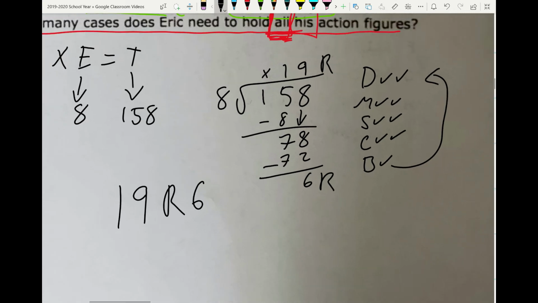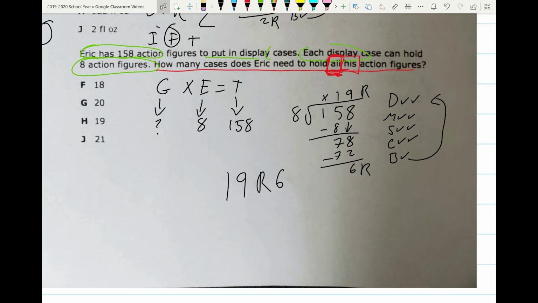What is it asking us to do? How many cases does Eric need to hold all his action figures? All of them, not some of them, all of them. So if I'm going to have 6 action figures left over and 19 are going to fill completely 8, how many display cases do I need? I need at least 20 for that 6 left over. I'm not going to throw those action figures away. I have to have another action figure case so that way the other 6 have a place to go.